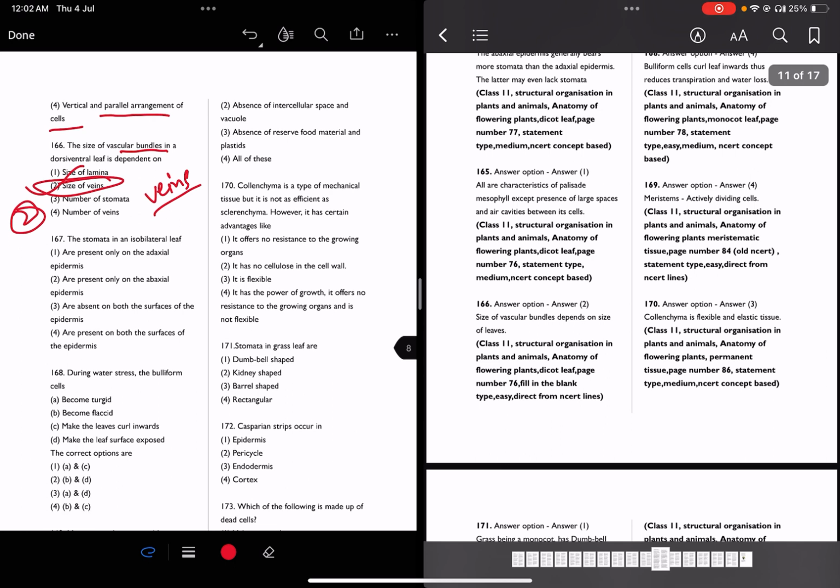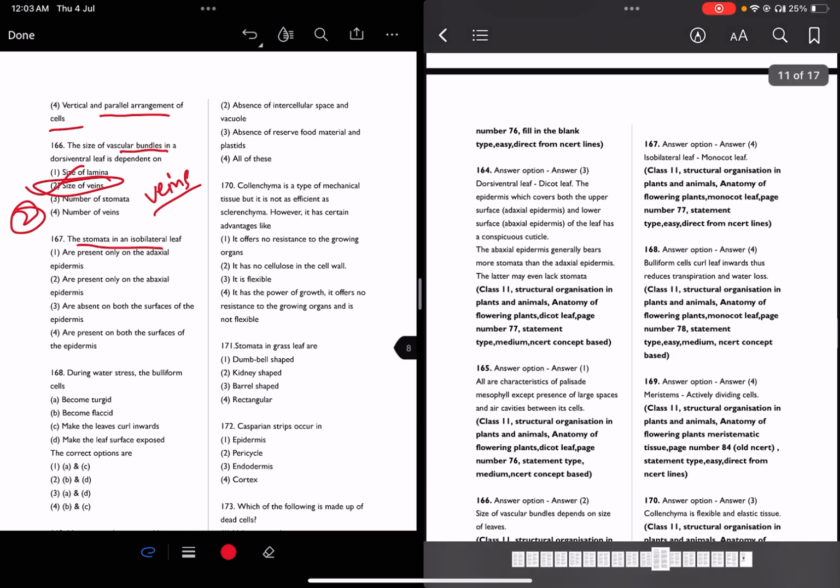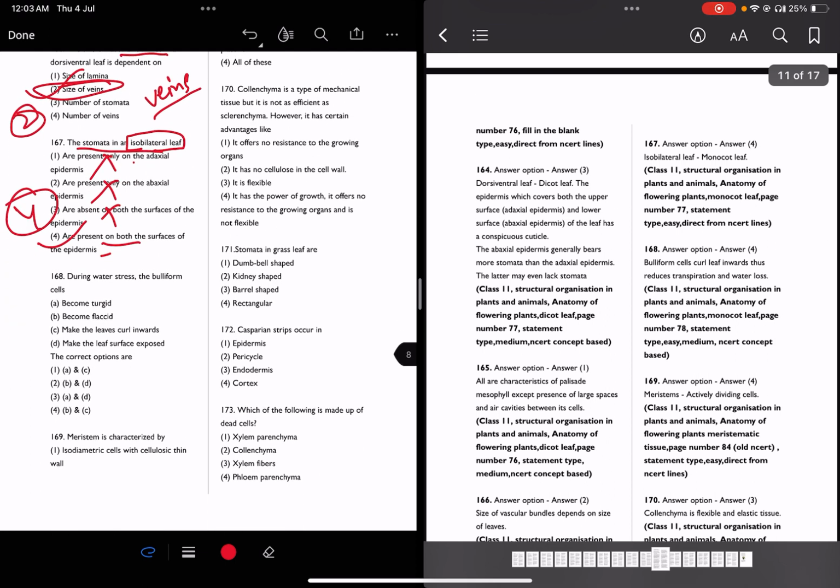Now move ahead to question 167. It asks about the stomata in an isobilateral leaf. Iso means same, bilateral means both sides. The number of stomata in an isobilateral leaf is the same on both sides. So presence only on adaxial is wrong, only on abaxial is wrong, absence on both sides is wrong, and presence on both surfaces of the epidermis is correct. So the fourth is the clear answer.